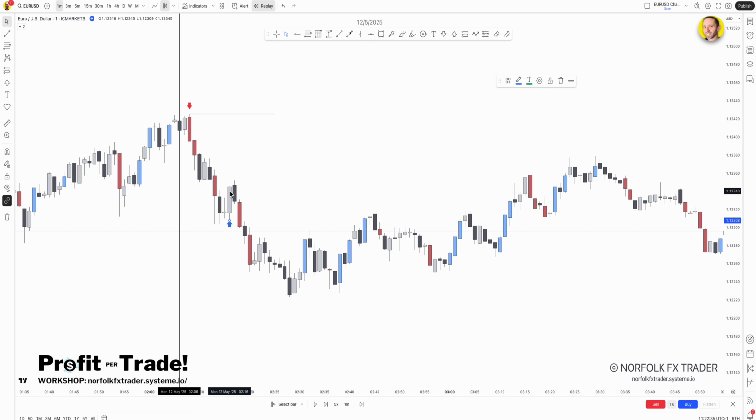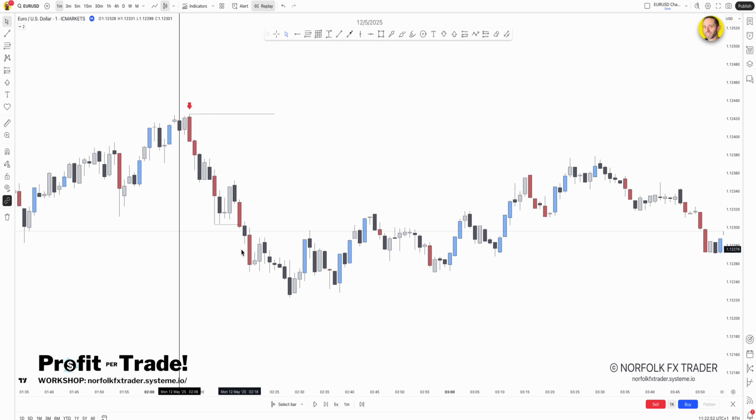There is the close back above the previous candle's low. That creates this low as a valid low in the market. So now we have straight away our trading range from this high to this low. What does this create? It creates a break of structure.